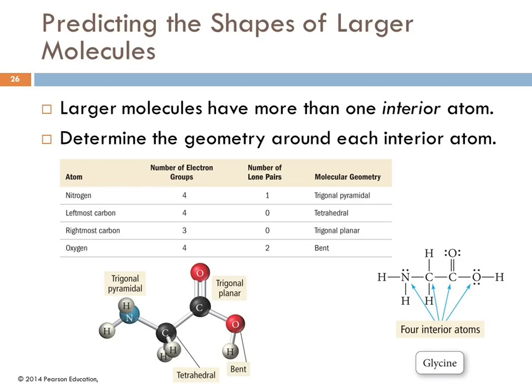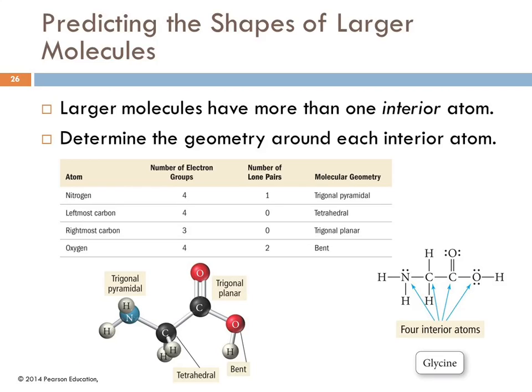So if we look at this nitrogen, it has 1, 2, 3, 4 groups. So what shape do the electrons make? A tetrahedral shape. We have one lone pair, so that converts it into what? A trigonal pyramid. Because we've got this hydrogen and the carbon, and then we've got the lone pair. So here's our trigonal pyramid. There's the triangle part, and there's the pyramid part, the nitrogen.